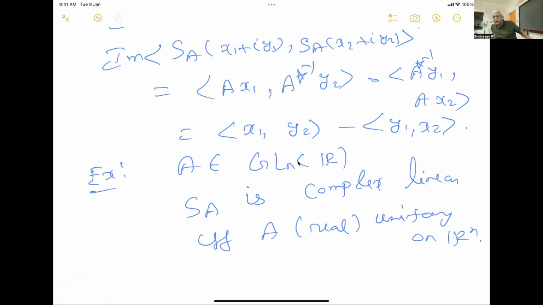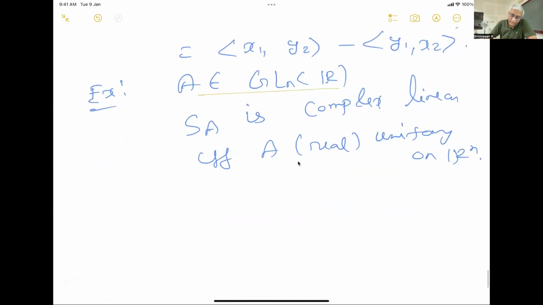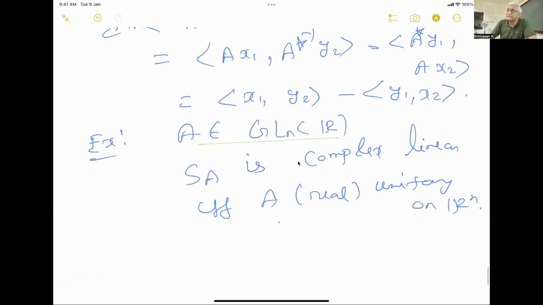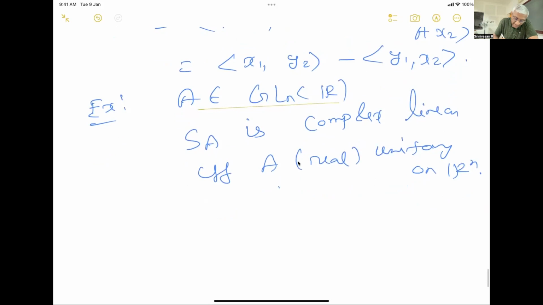It will follow if you write the definition, and it's a good exercise. It will follow immediately. So we got a lot of examples of this. Now the assignment I want to give is the following.